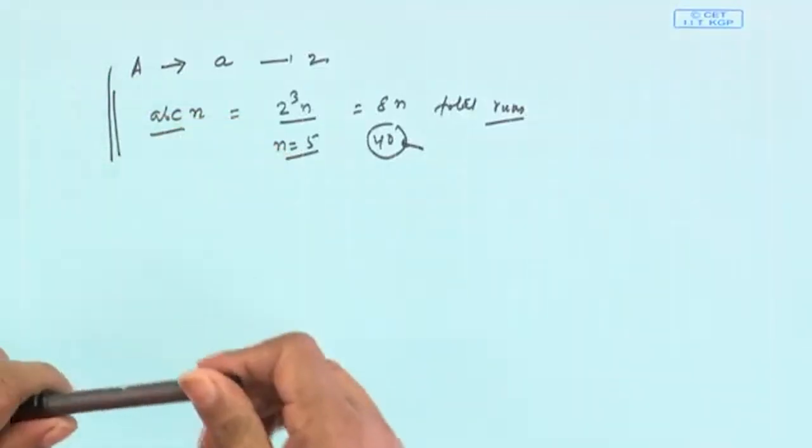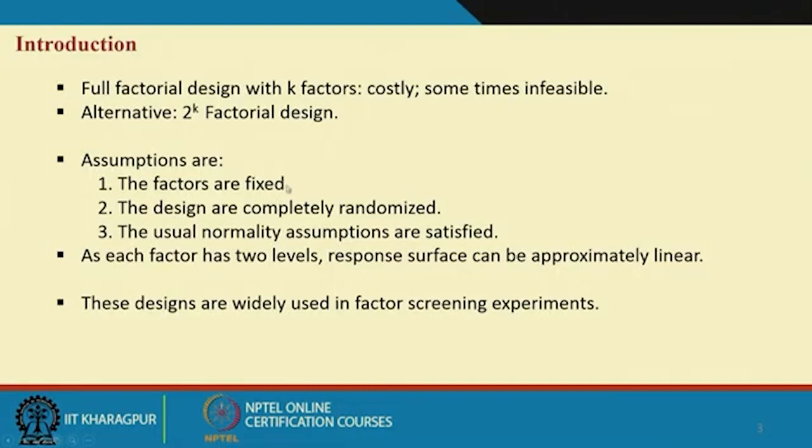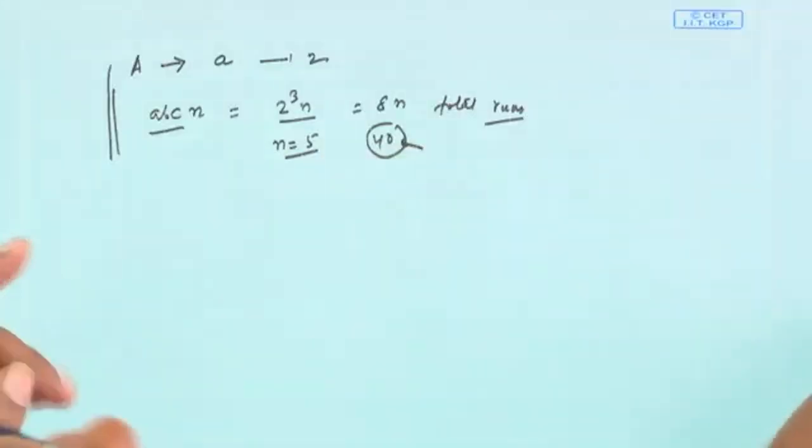But if you want to use these kinds of designs, there are certain assumptions that have to be satisfied, and definitely the purpose served by analyzing this experimental data will not be exhaustive, because it has reduced levels, so it will be used for specific purposes. So, what are the assumptions? The factors are fixed, the designs are completely randomized, and the usual normality assumptions are satisfied. As each factor has 2 levels, the response surface can be approximately linear. If it is not, then you will not be able to estimate the nonlinearity in between.